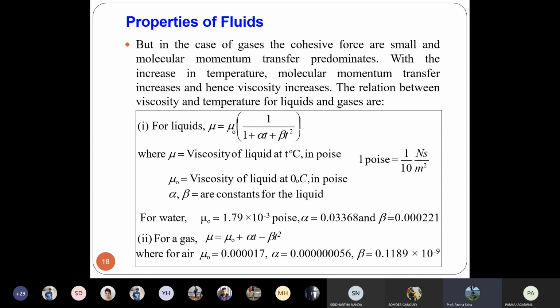So for water, mu naught is given, alpha and beta are given. So you can easily calculate what will be the viscosity at a certain temperature if you know these parameters. For gas also, the same kind of relationship exists: mu equal to mu naught into 1 plus alpha t plus beta t square, and the parameters are given. So anyway, you can always use these equations and calculate what will be the viscosity at a certain temperature.